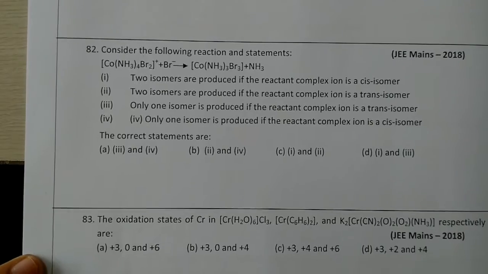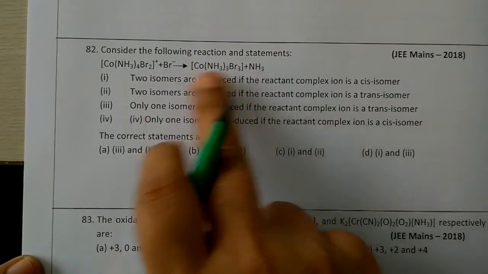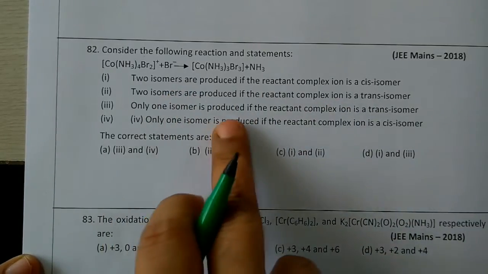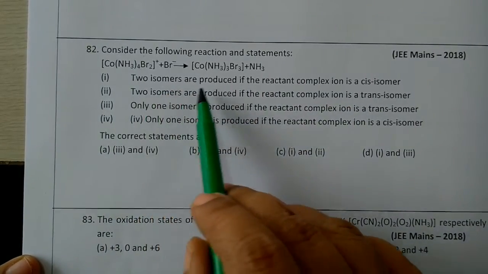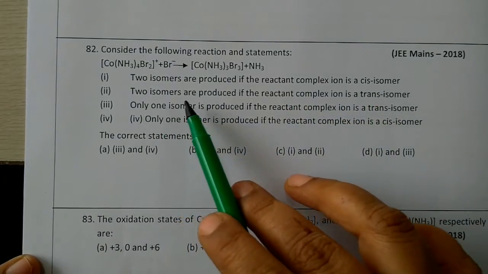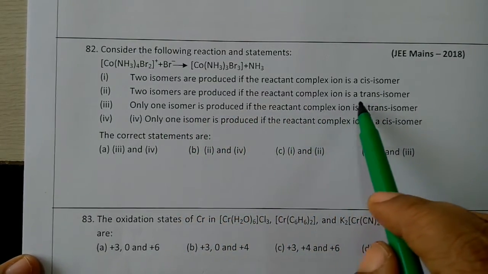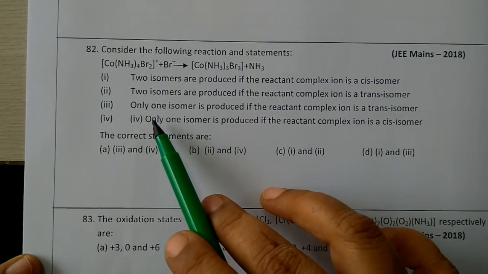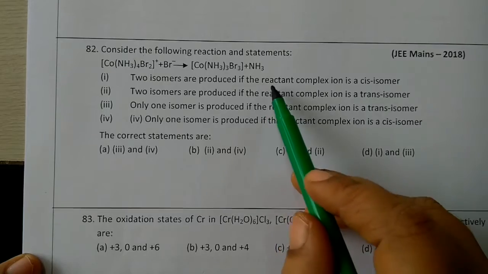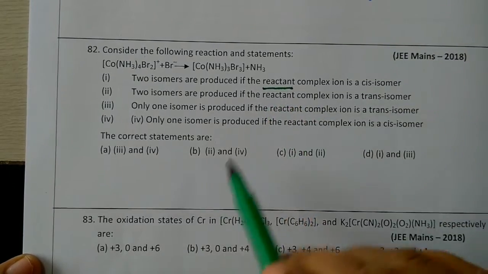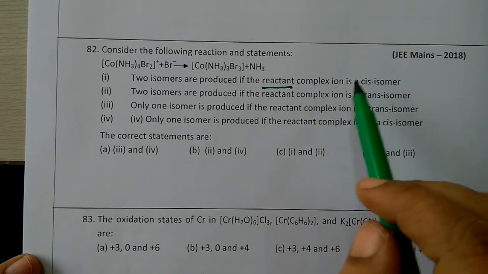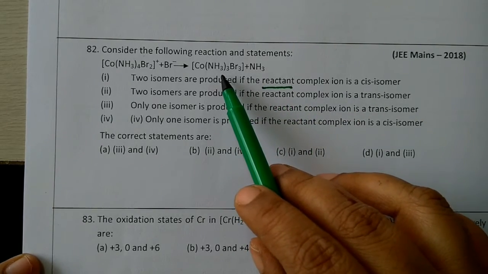Next question. Consider the following reaction and statements. We have a reaction over here. Two isomers, what options are there. Two isomers are produced if the reactant complex ion is cis. Two isomers are produced if the reactant complex ion is trans, and one isomer is produced if the reactant complex is trans. So we need to consider the reactant complex, write the isomers for the reactant, and then compare the product over here.